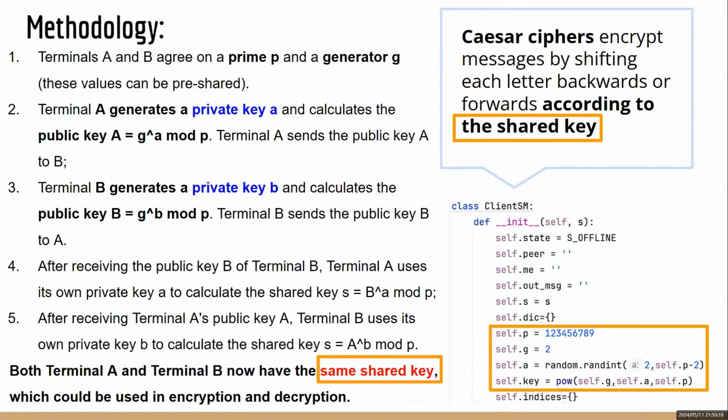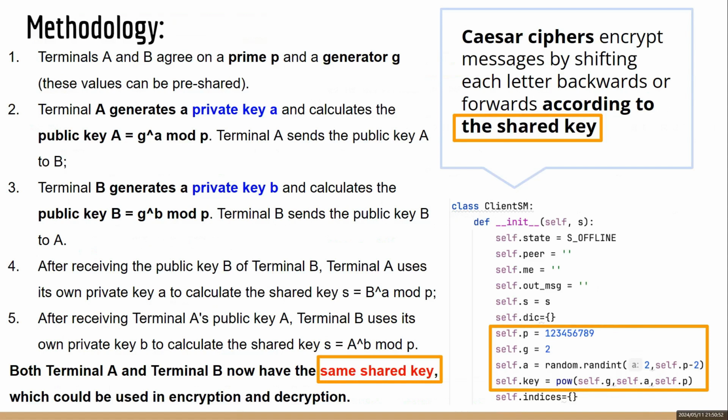The methodology here that we use for encryption is actually creating shared keys through private keys and public keys. To begin with, the terminals A and B would agree on a prime P and a generator G. Both of these values can be pre-shared and predefined. Then terminal A would generate a private key, A, and calculate the public key, and then send the public key to B, and terminal B would do exactly the same thing.